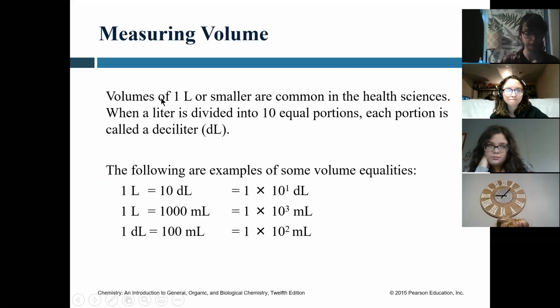Measuring volume, so volume in liters. A lot of times we see the unit for deciliters. If we were to take a liter and divide it into 10 equal parts, we would get a deciliter. Just because we're changing the base, the relationships stay the same. 1 liter is equal to 1,000 milliliters. 1 liter is equal to 10 deciliters. So that doesn't change.